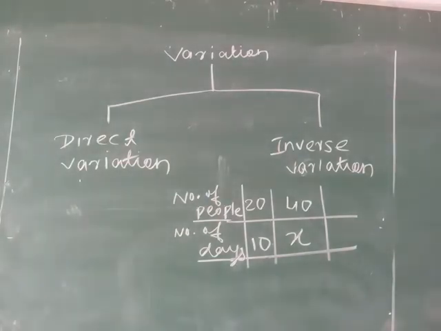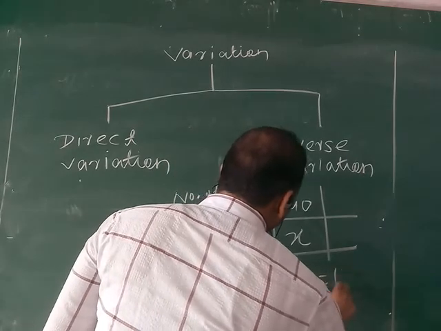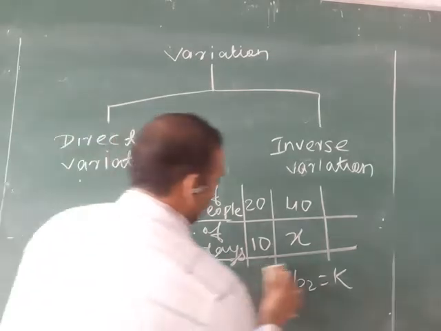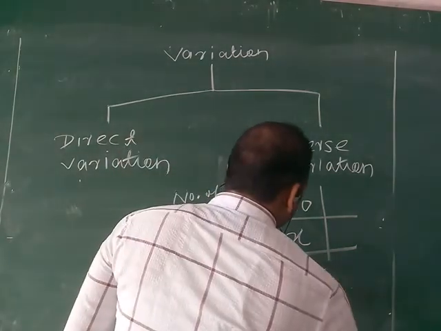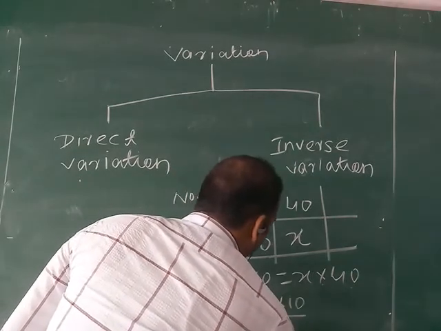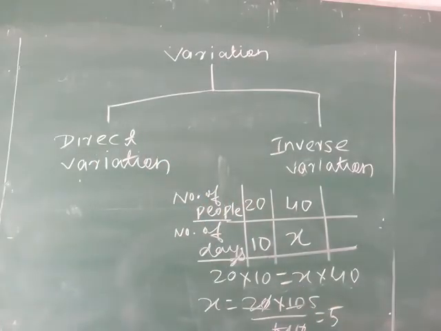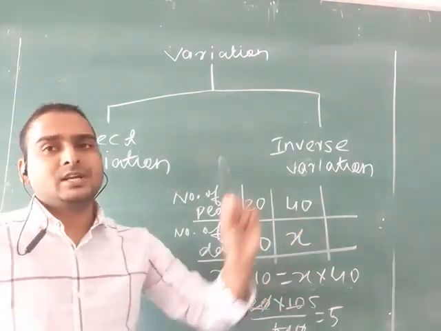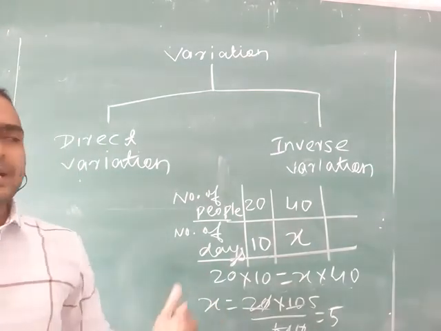If we put more people in the field, they will complete the work in fewer days. So this is inverse variation. And what is constant in inverse variation? The product is constant. In inverse variation, A1 B1 is equal to A2 B2, this is constant. That is 20 into 10 equal to x into 40. That is constant. So x is equal to 20 into 10 by 40, which is 5. Is it clear? If there are 40 people, they will do the work in 5 days. The more people, the fewer days. If one increases, the other decreases, it is called inverse variation.